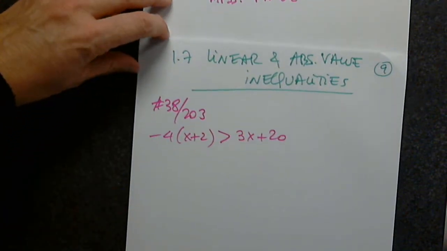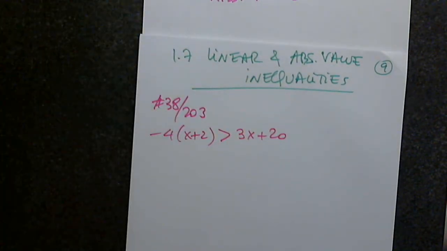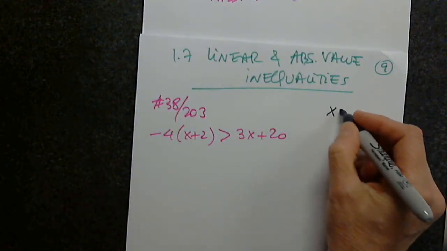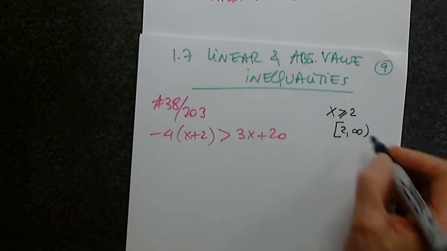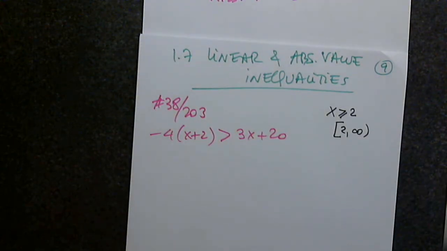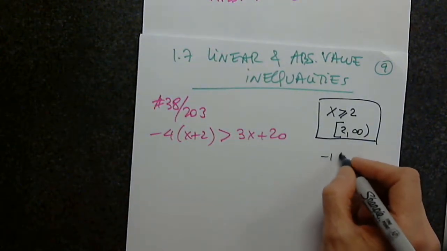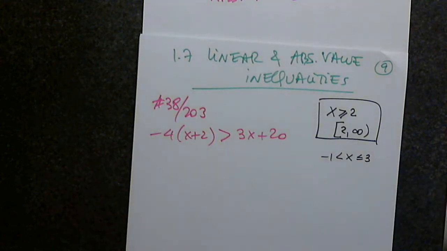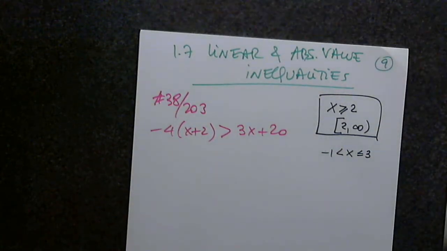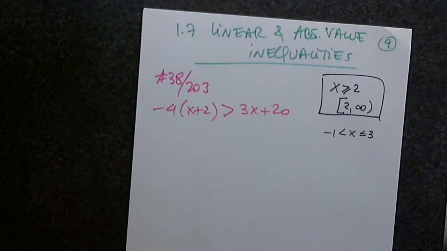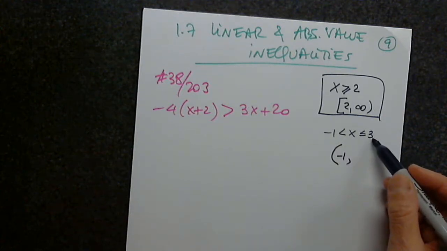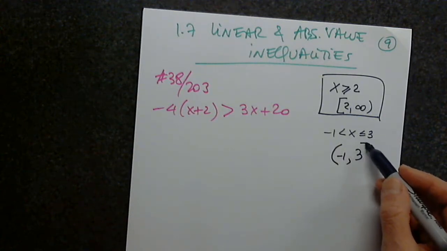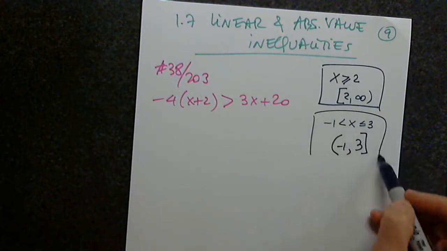Before we attempt this problem, I just want to refresh our memory on interval notation. So if I have x greater than or equal to 2, the interval notation will be 2 with a bracket to infinity. If I have -1 less than x less than or equal to 3, what will that interval notation be? When we don't have the equal symbol, parenthesis, -1, comma, 3 with a bracket. Very good. So these go together.